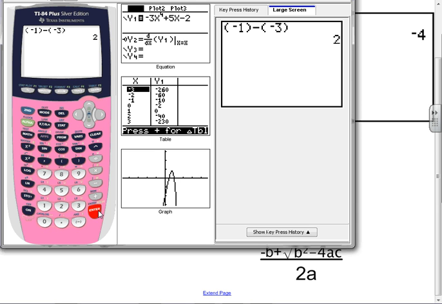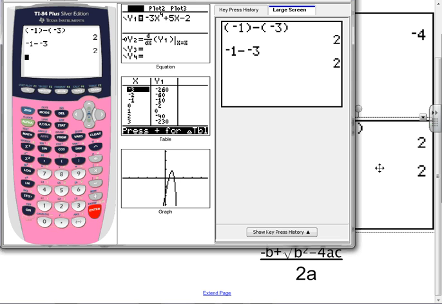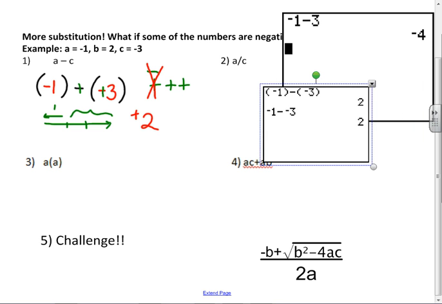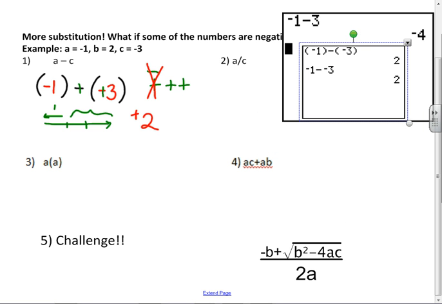Let me try it without parentheses. -1, subtract -3. They don't seem to mind if you don't put the parentheses in. Let me make that smaller. Okay, so those are two different problems. This is not the original problem. This is A plus C, which is A, which is a -1, plus a -3. I just typed it in wrong.